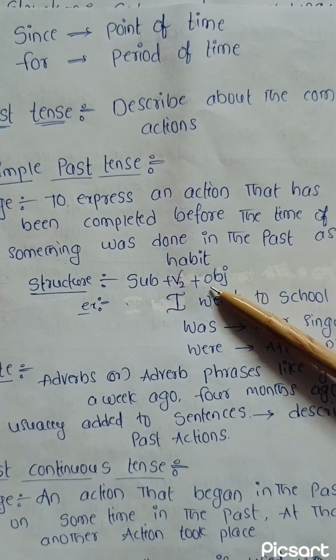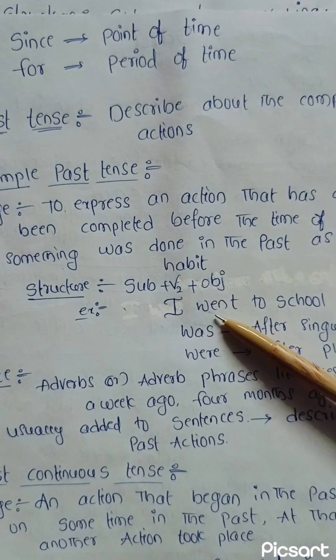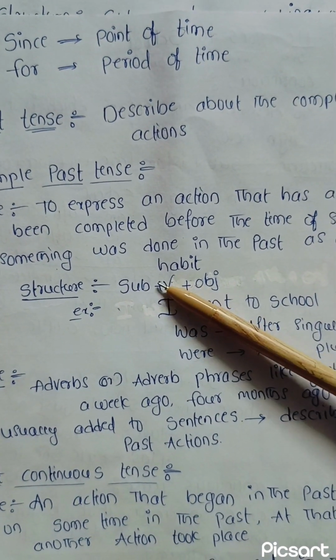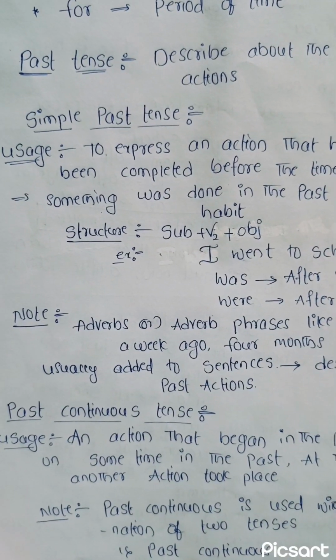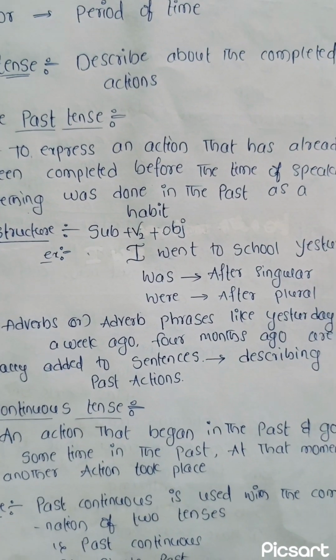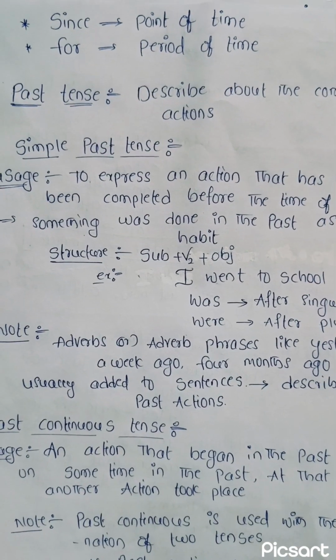Here we have to use V2 form. What is a V2 form of go? Went. I went to school. Here I is a subject. I went to school. In past tense we have to use phrases like yesterday, a week ago, 4 months ago. These are added to the sentence to describe that the action belongs to the past.